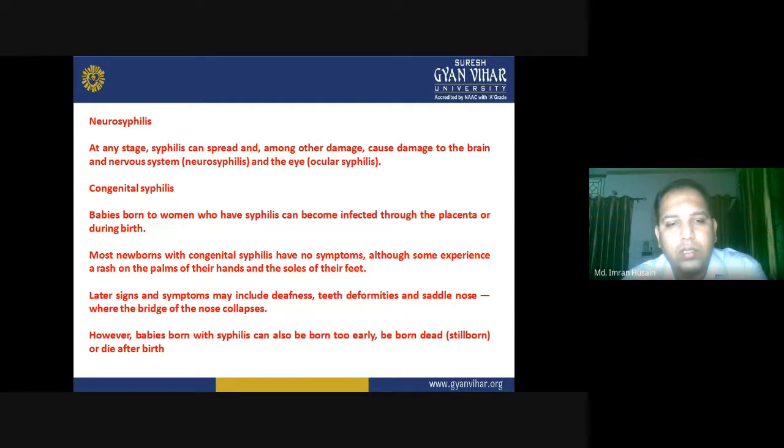Later signs and symptoms may include deafness, teeth deformities, and saddle nose, where the bridge of the nose collapses. However, babies born with syphilis can also be born too early or be born dead, stillborns, or die after birth.